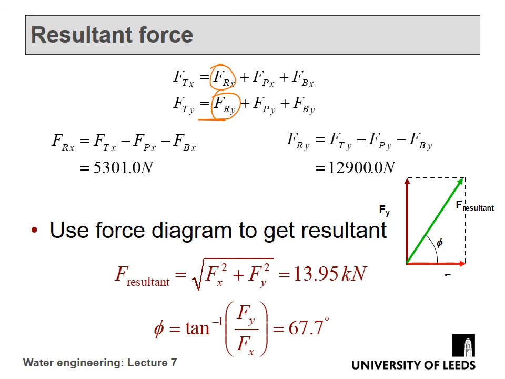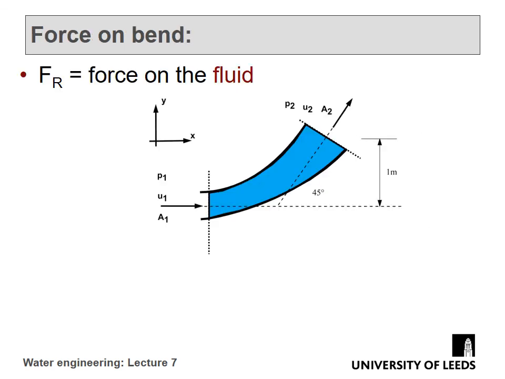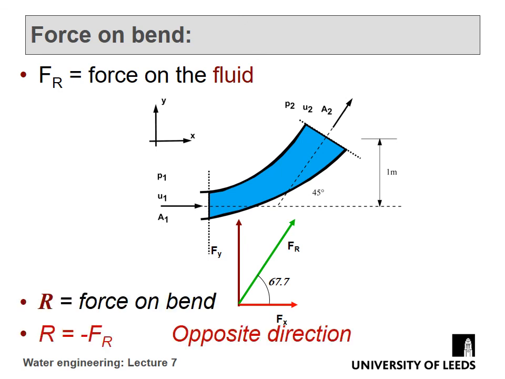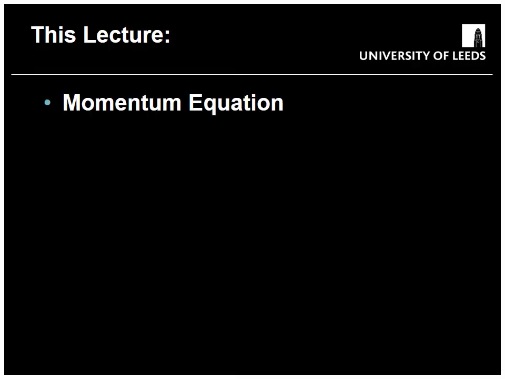What we wanted to do is calculate the force on the bend, because that Fr is the force on the fluid acting in that direction, pushing it round 67 degrees. That looks about right. That green arrow looks about right, the force causing that fluid to bend round. R is the force on the bend. It's in the opposite direction, so that capital R there, in red, is the force acting on the bend. Okay. So we've seen the momentum equation and how we've applied it to force on a bend.